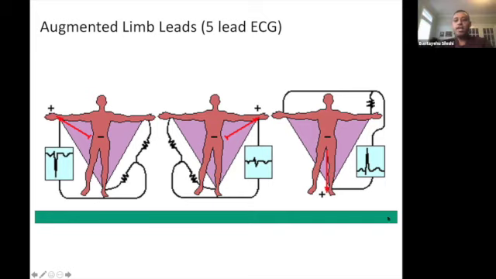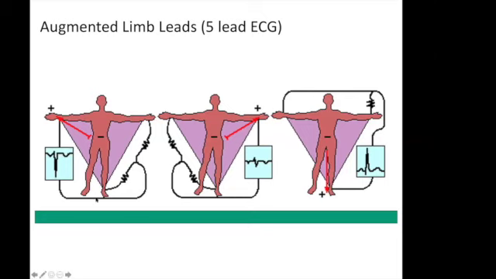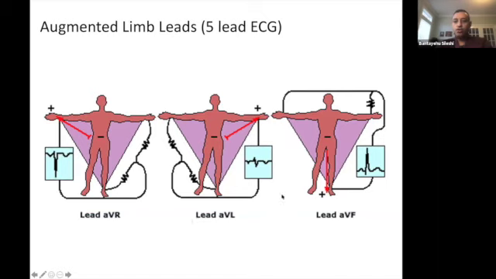Okay, I'm looking for the names of these leads. What's the name of the first one? What's the name of the second one? And what's the name of the third one? Who can help him? Anybody that can help him? Okay, so the first one is AVR, the second one is AVL, and the last one is AVF. Okay. So I think I heard you correct. You said the first one is AVR, which is, yeah.